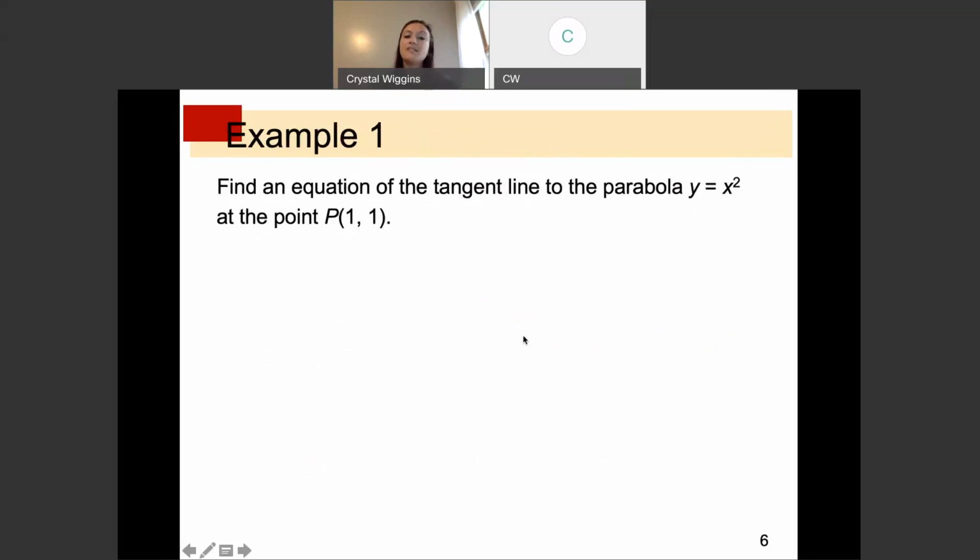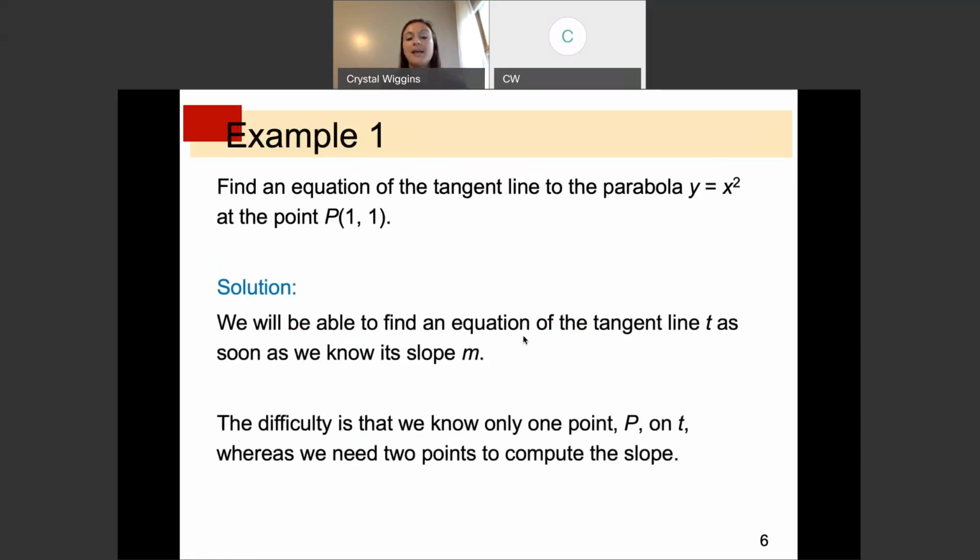First example, let's find an equation of the tangent line to the parabola y equals x squared at a very specific point on that parabola. We're going to walk through the steps in the PowerPoint with the solution, and then I have a follow-up example which we'll do out together.